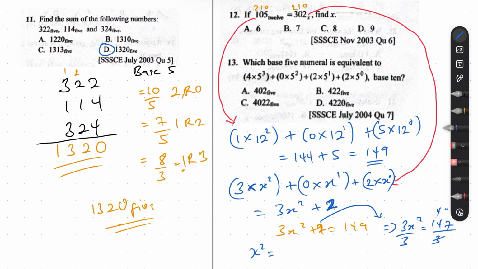Okay. So that will give us 49. So x squared is 49. And finally we have x to be plus or minus 7. But we know that a base can only be positive. So our answer here is only positive 7. So x is equal to positive 7 alone, which is B.